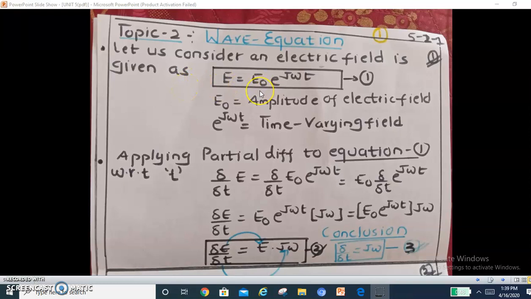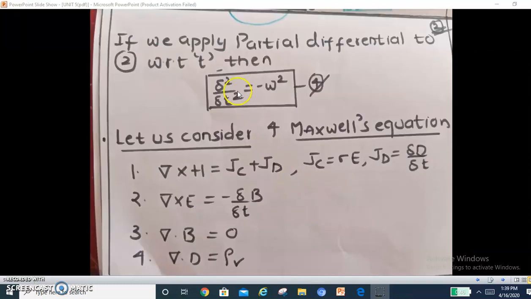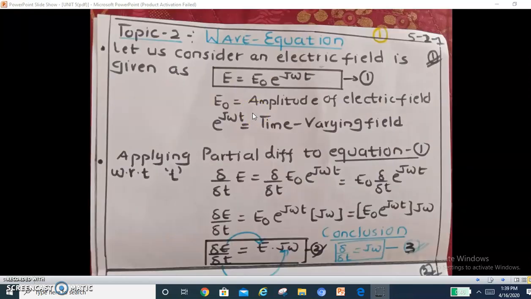The main idea is applying a partial differentiation with respect to time to the electric field. Here we are going to apply partial differentiation with respect to time two times. The first partial differentiation will give the relation dou by dou t is equal to j omega. The second partial differentiation will give dou square by dou t square is equal to minus omega square. So let us see how exactly we can obtain this.